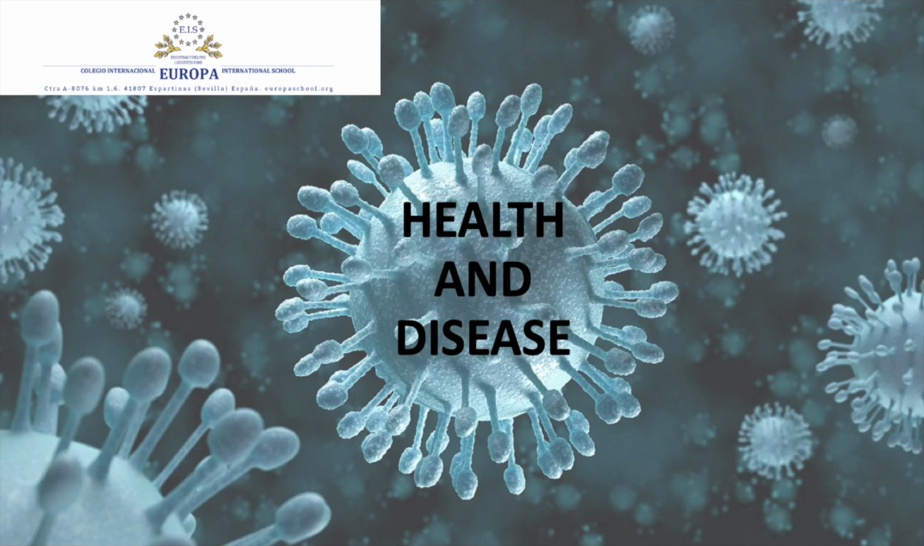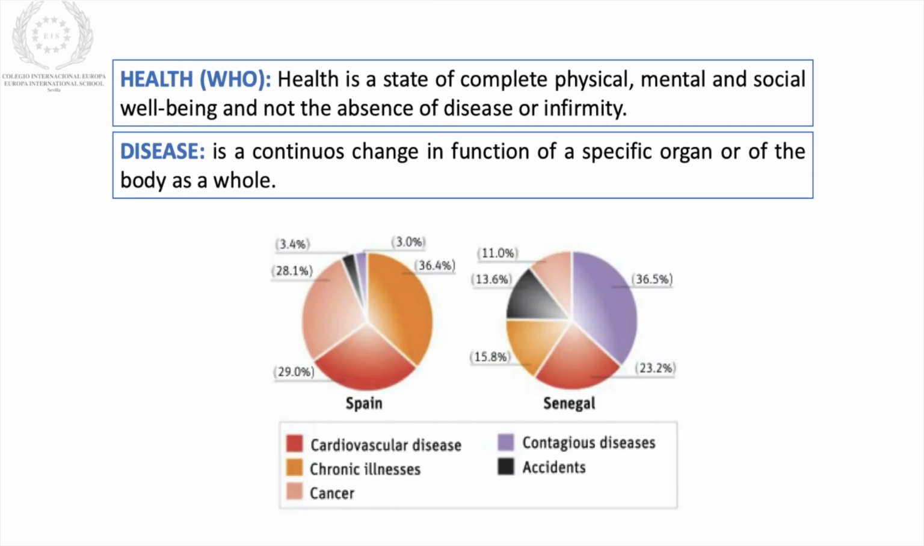Today we're going to start with the new unit, Unit 8, Health and Disease. First of all, we're going to study the definition of health and disease, but the first thing you need to take into account is that if we want to define health, we cannot say that it is the lack of disease. And in the other way, if we want to define disease, it's not the absence of health. So, taking this clear, let's start.